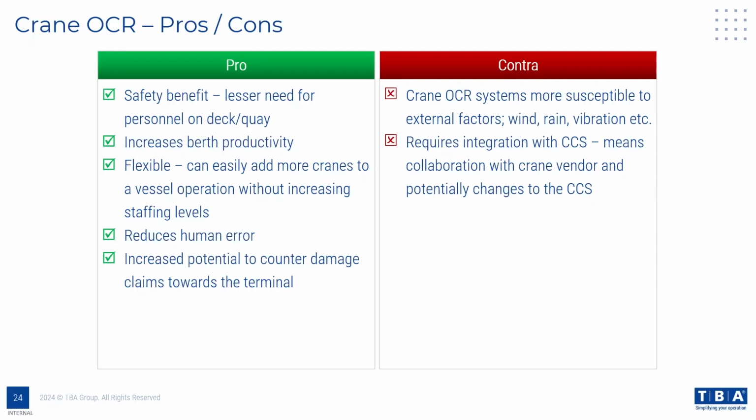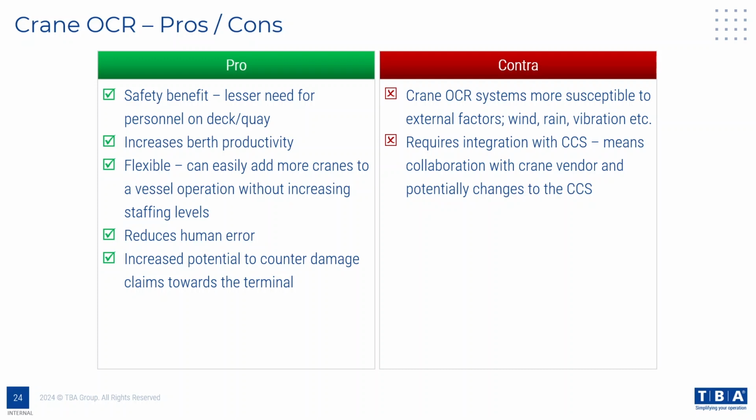So the OCR is already there. You don't need to bring additional people in to service another crane. Human error reduction again is a key one, and as I mentioned here, this is a nice one: increased potential to counter damage claims. So I think that would be important to many terminals.